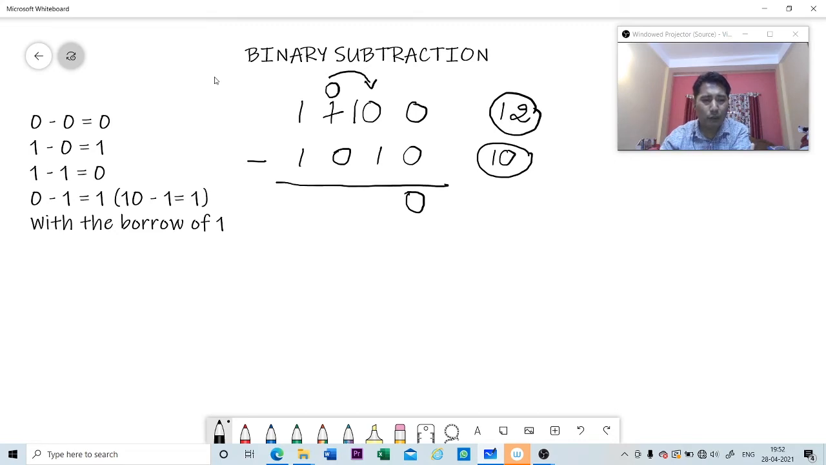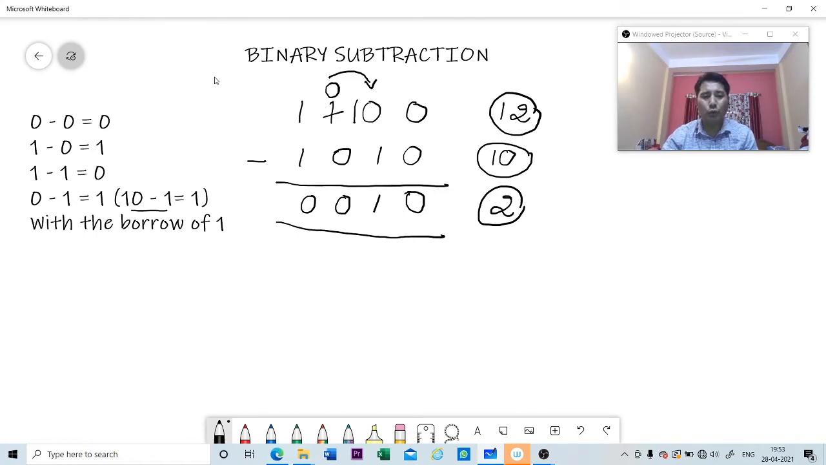If you follow the rules, you can see that 10 minus 1 is equal to 1. Now 0 minus 0 is equal to 0, and 1 minus 1 is equal to 0. So this is the output of the subtraction of two binary numbers. Now if I convert this binary number into a decimal number, 1 and 0, it will be 2. So the conversion of 0010 into a decimal number is equal to 2. So we can say that 12 minus 10 is equal to 2.